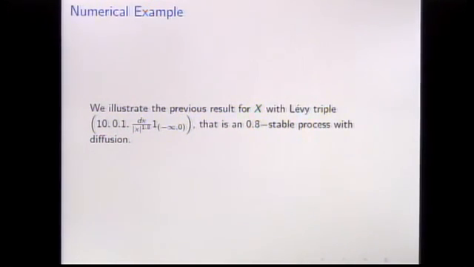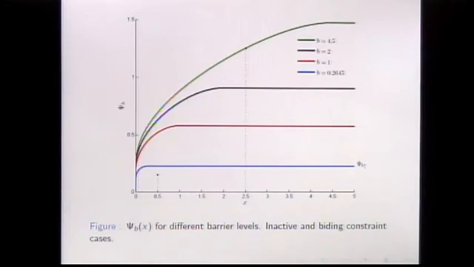As a numerical example, I'm going to take X as a Levy process with gamma, the positive drift, 10, for example, a diffusion term 0.1, and this is going to be the Levy measure, which is basically telling us this is a 0.8 stable process with diffusion. And for that case, this is how the function phi sub b behaves. For example, the blue line is the line corresponding to the level without constraint. So if I'm at this point, the constraint is not active. If I'm at this point, there is a unique line here that goes through this point. That's the B star, the optimal strategy. So these are the cases. The other cases, I don't show.